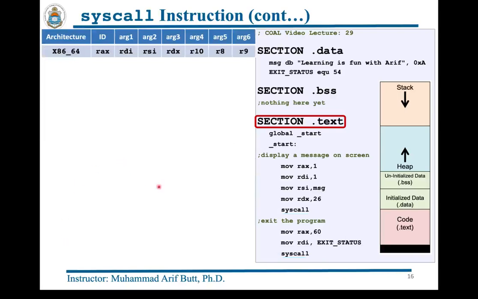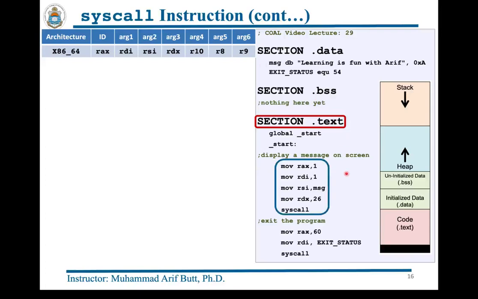Okay, so before I go into the details of this code, let me summarize again what I have said. In case of x86-64 architecture, we need to place the system call ID in the RAX register, and if you want to pass arguments to that system call, we need to place the arguments inside RDI, RSI, RDX, R10, R8 and R9 registers.